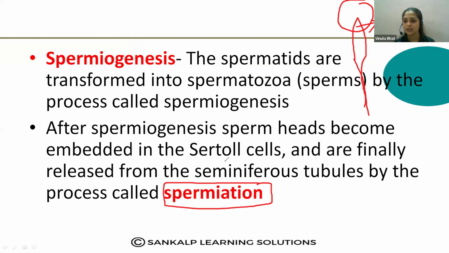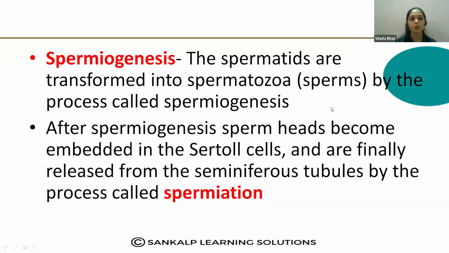What is spermiation and what is spermiogenesis? Both are important. I hope this is clear, this topic. What is spermatogenesis? What is spermiogenesis? And how many sperms are produced by the one primary spermatocyte and ploidy of the cells? I hope this topic is clear. If you have any doubts, you can write down in the comment box, and I will try to solve in the next part of this chapter.